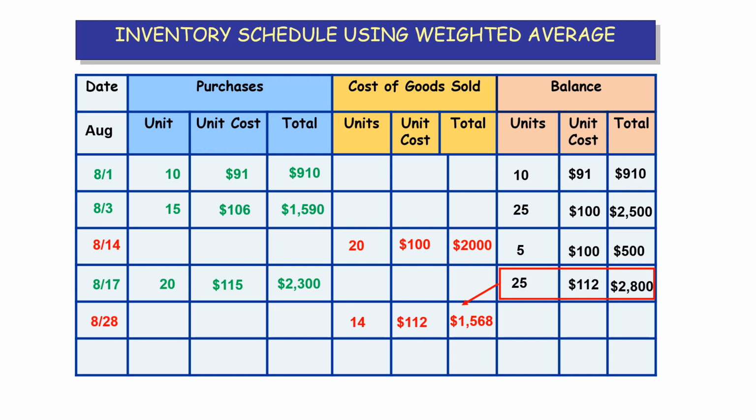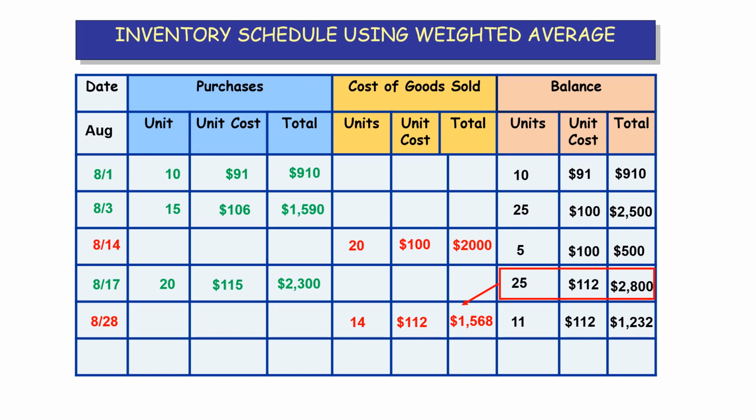So 14 at 112 will give us $1,568 as cost of goods sold for those 14. Now that will leave us with 11 units still remaining. So 25 were before the sale. We sold 14, giving us 11 left in the balance at $112.